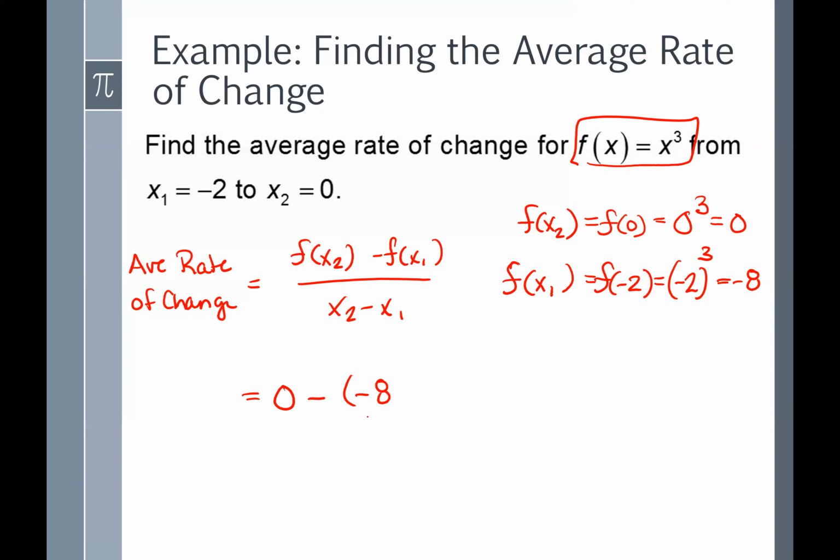And then we're going to divide that by the change in x. Excuse me, x. That's x. X is in the denominator. So I get 8 over 2, which is 4. So the average rate of change of the cubic function from -2 to 0 is 4. Average rate of change is 4.